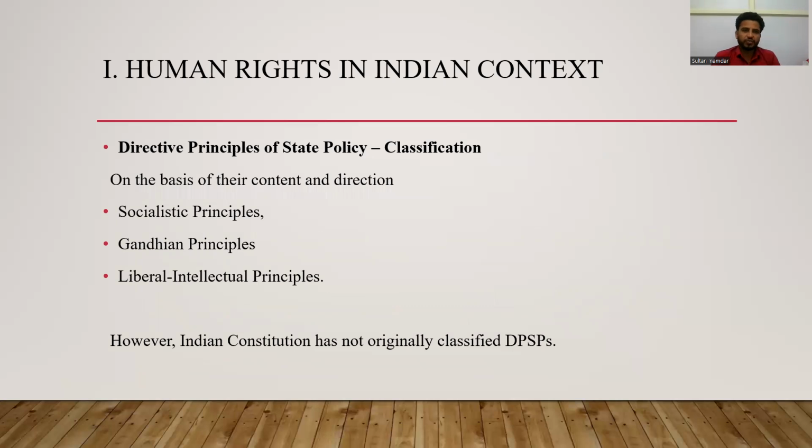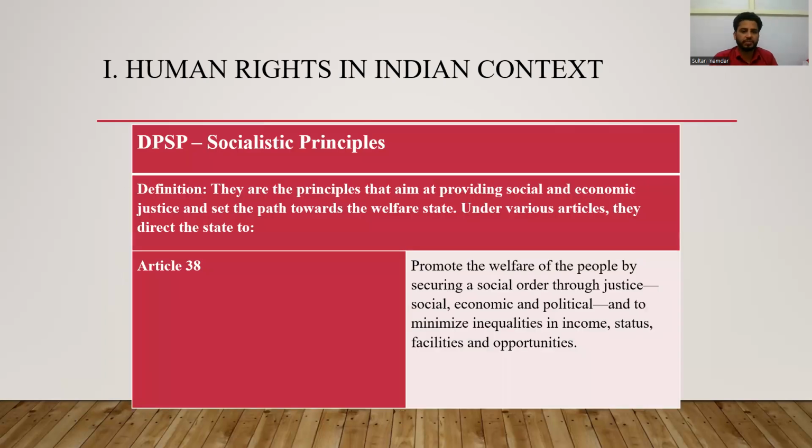When it comes to directive principles, they can be classified into 3 categories. However, in the Constitution, it is not divided separately, or the classification is not provided. But by reading those articles, those provisions, we can classify this into 3 parts. First is socialist principles, second, Gandhian principles, and third, liberal intellectual principles. So one by one, we will be looking at this.